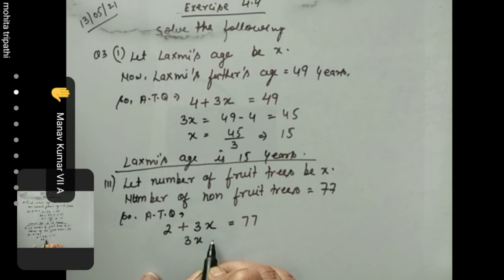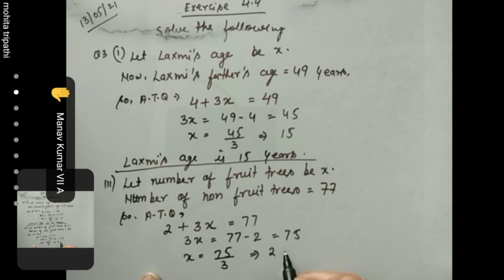Now 3x is equal to 77 minus 2, that is 75. Now from here the value of x is 75 upon 3. So 3 twos are 6, 3 fives are 15. So what answer are we getting? The number of fruit trees is 25. Okay, that is our answer.